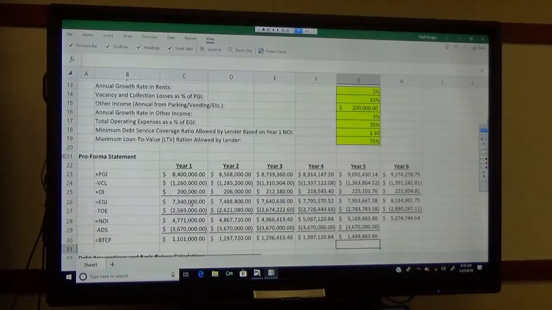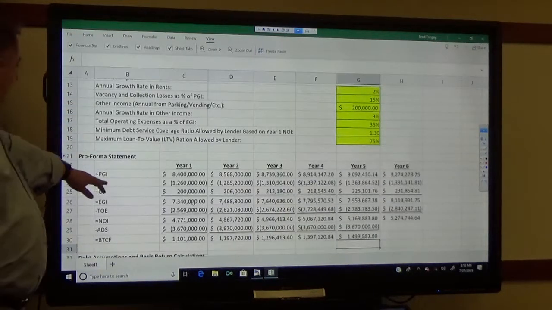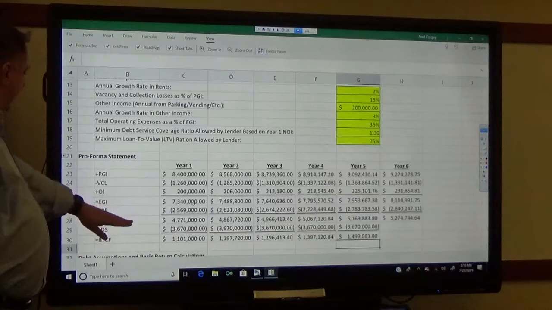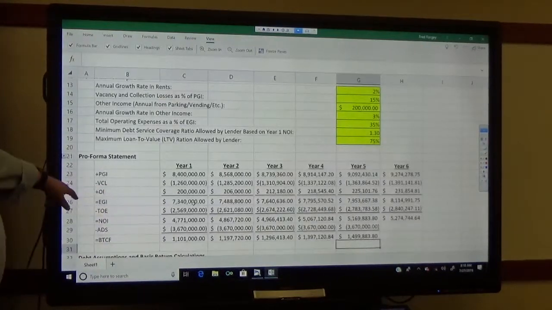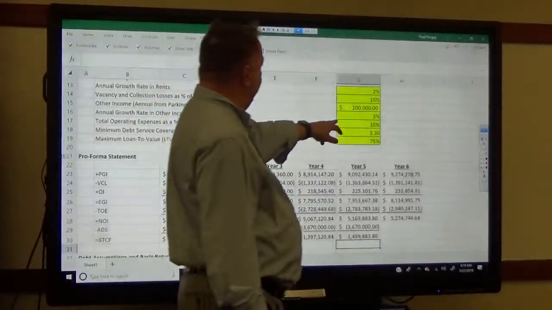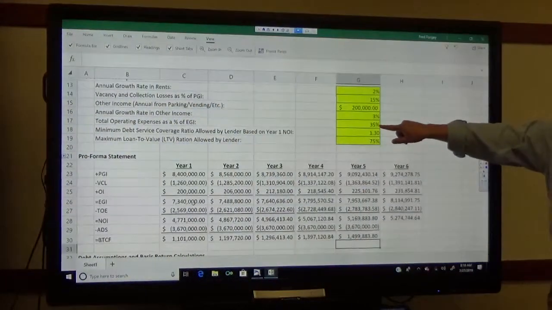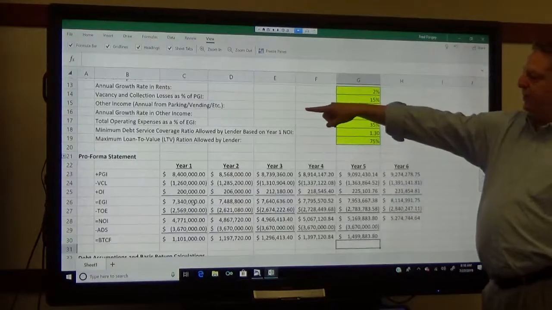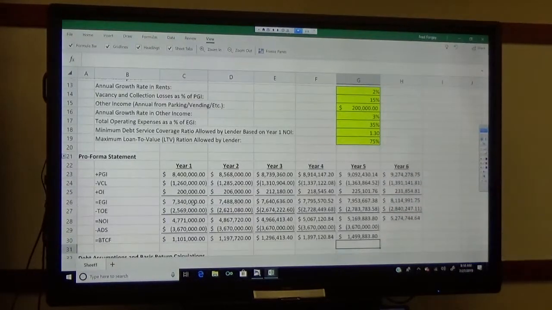Then we go on down and calculate our effective gross income, once again simply taking our potential gross income, subtracting our vacancy and collection losses, and adding in our other income, so we get our effective gross income. Then we say, for this particular property, 35% of our effective gross income is going to be attributed to operating expenses. So this is everything from common area utilities to property maintenance, repairs, property insurance, property taxes, not income taxes, but property taxes, and anything else associated with the running and operation of the property.